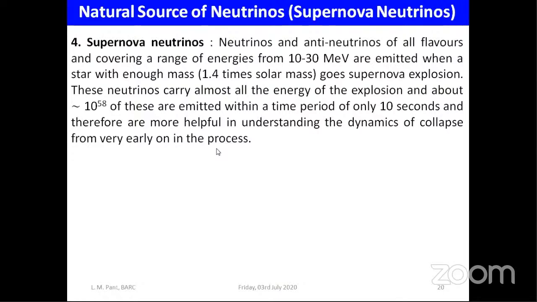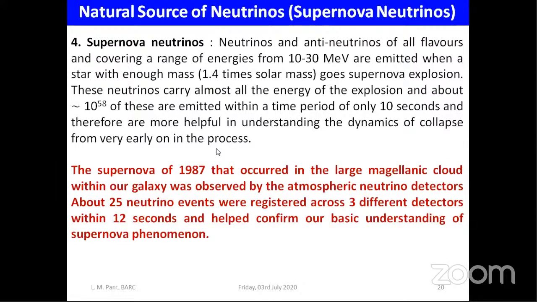So these neutrinos carry almost all the energy of the explosion, and about 10^58 of these are emitted within a time period of just 10 seconds. And they are very helpful in understanding the dynamics of collapse from very early on in the process. For example, the supernova of 1987 that occurred in the Large Magellanic Cloud near our galaxy was observed by neutrino detectors. About 25 neutrino events were registered across 3 different detectors within 12 seconds and helped confirm our basic understanding of the supernova phenomena. This was in 87. However, the explosion had occurred about 160,000 years ago.